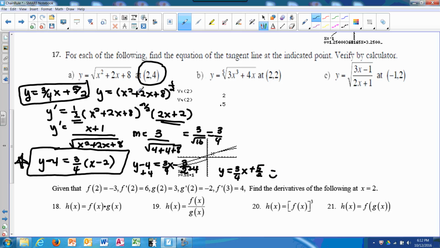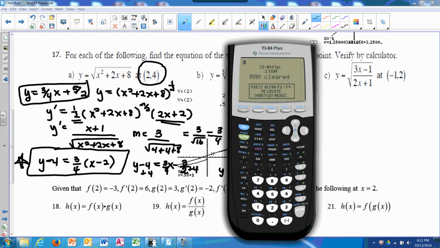Then if I add 4 to both sides, notice I get y equals 3/4 x, and 4 minus 1.5 is 2.5, or 5/2. So just checking to see if I get the right answer, or at least the right slope. Typically, if you're going to leave your answer in point slope form, which I would definitely prefer, since that's what you should be doing for the AP, at least use your tangent line to figure out if you have the right slope. Okay? I'm not going to go through B and C with you.